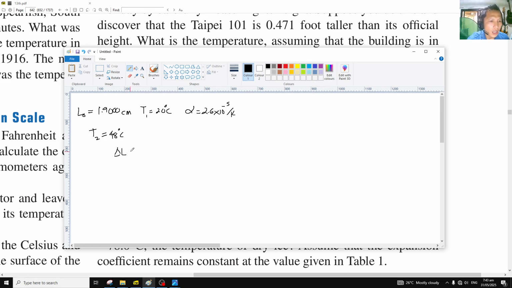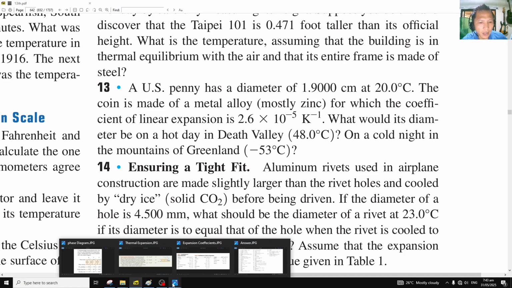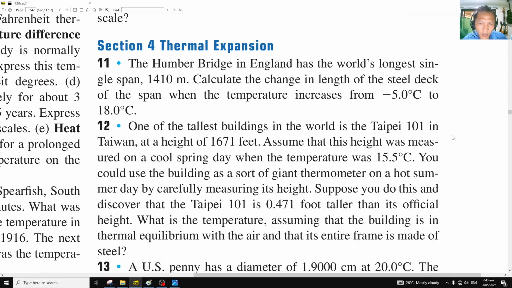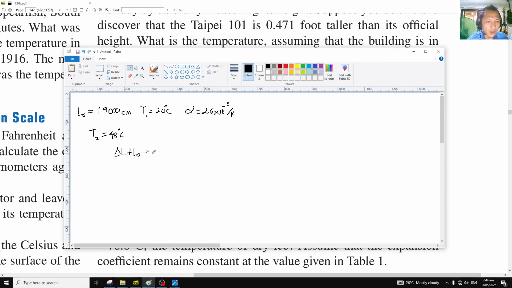So the new diameter would be delta L plus L0. The earlier question asked to calculate the change in length, which is delta L. But for the diameter itself, that would be delta L plus the original length, so L0 plus alpha L0 delta T.